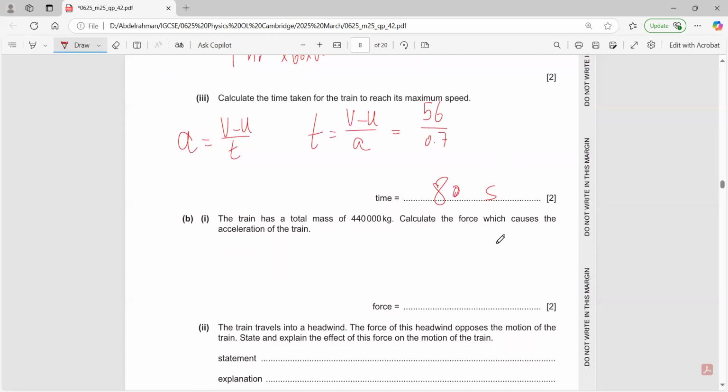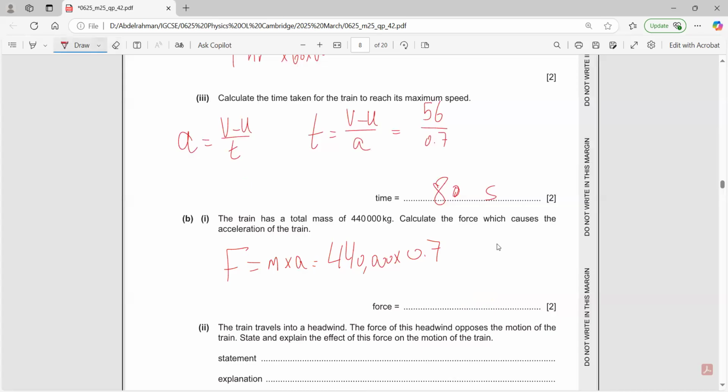The train has a mass of 440,000 kilograms. Calculate the force which causes the acceleration of the train. Force equals mass times acceleration. So 440,000 times the acceleration, which is 0.7, gives you a total force of 308,000 newtons. It would be much better to write it down as 3.08 times 10 to the power of 5 newtons.